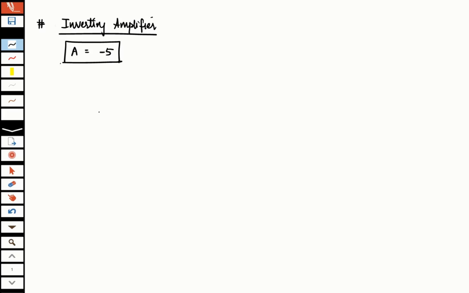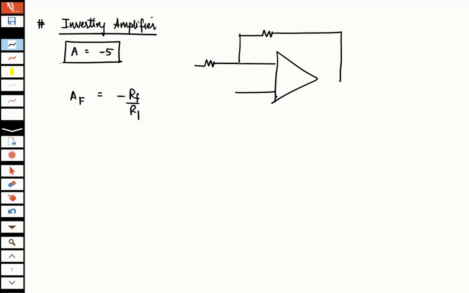Now, what do we know about an inverting amplifier? We know that the gain of such an inverting amplifier is RF upon R1. And the circuit is something like this. You have negative feedback. So this is the inverting terminal. It's an inverting amplifier, that means I'm going to give input to the inverting terminal as well. The non-inverting terminal is grounded. This is R1, this is RF, this is V0.